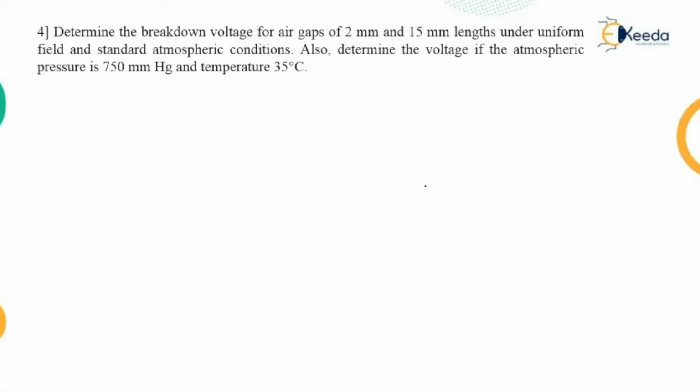Here the numerical goes like this. Determine the breakdown voltage for air gap of 2 mm and 15 mm length. So there are two air gaps which are given, under uniform field and standard atmospheric conditions. Also determine the voltage if the atmospheric pressure is 750 mmHg with a temperature of 35 degrees Celsius.